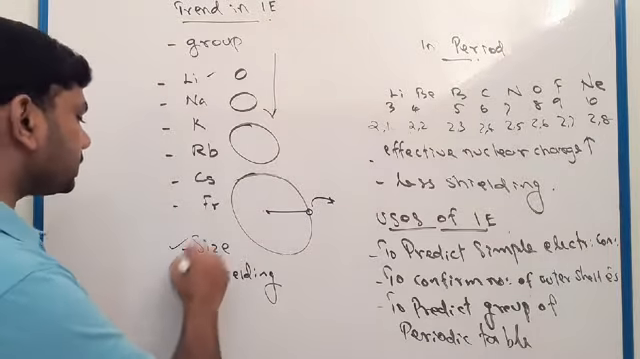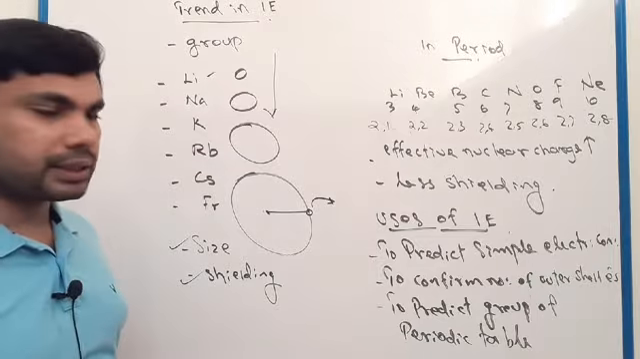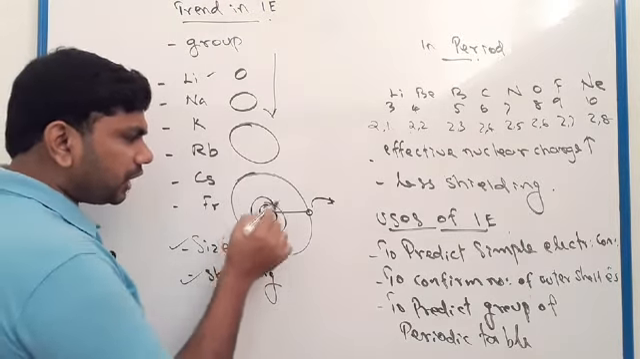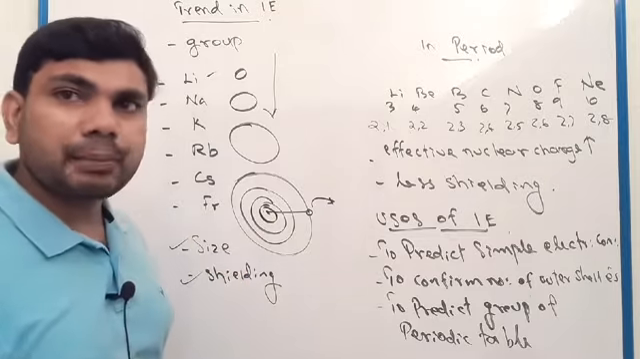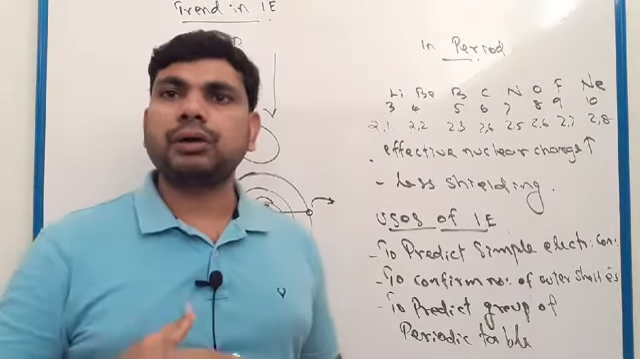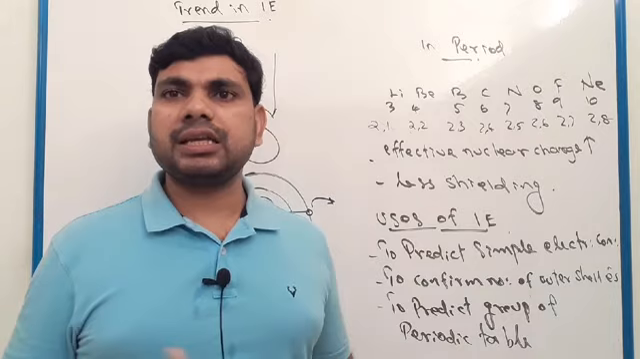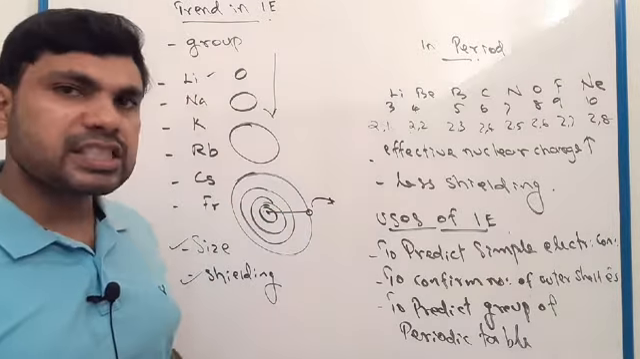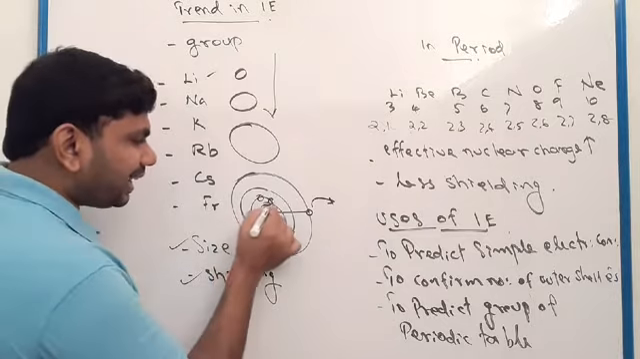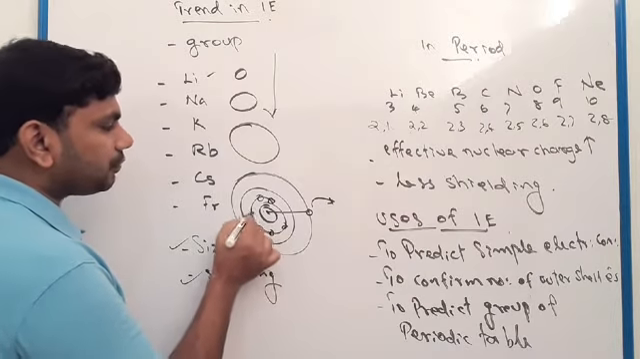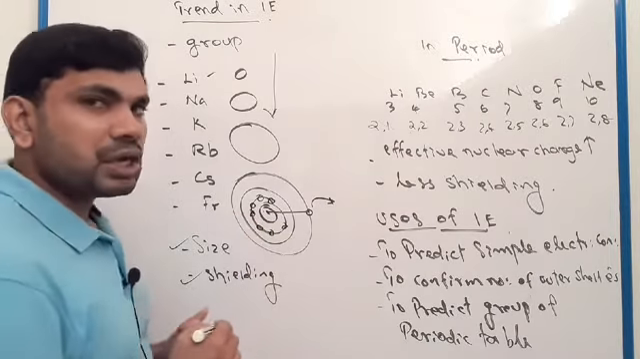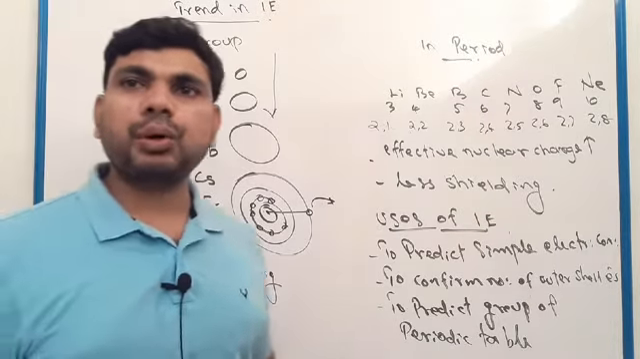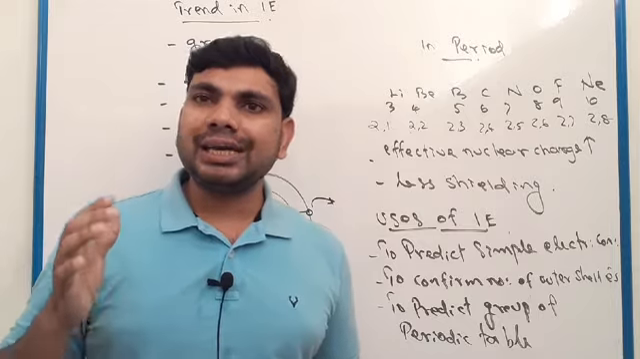Also another reason, shielding effect. Number of electrons increases, which means the number of inner shell electrons also increases. Atomic size increases from top to down, and the number of shells increases. Number of inner shells increases, which means number of inner shell electrons increases. So inter-electronic repulsion increases. That's why ionization energy decreases.